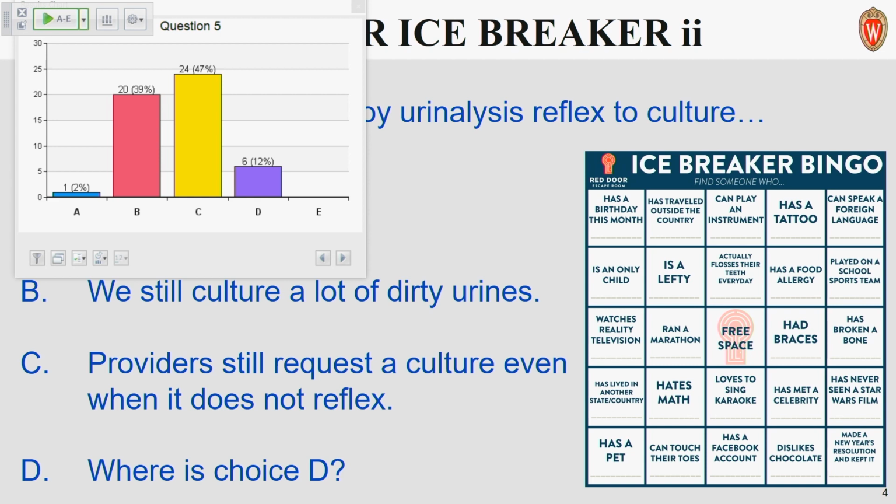All right, it looks like we do a lot of dirty urines, and we still are culturing because the physician wants it, even though nothing indicates. So why don't they order it in the first place?